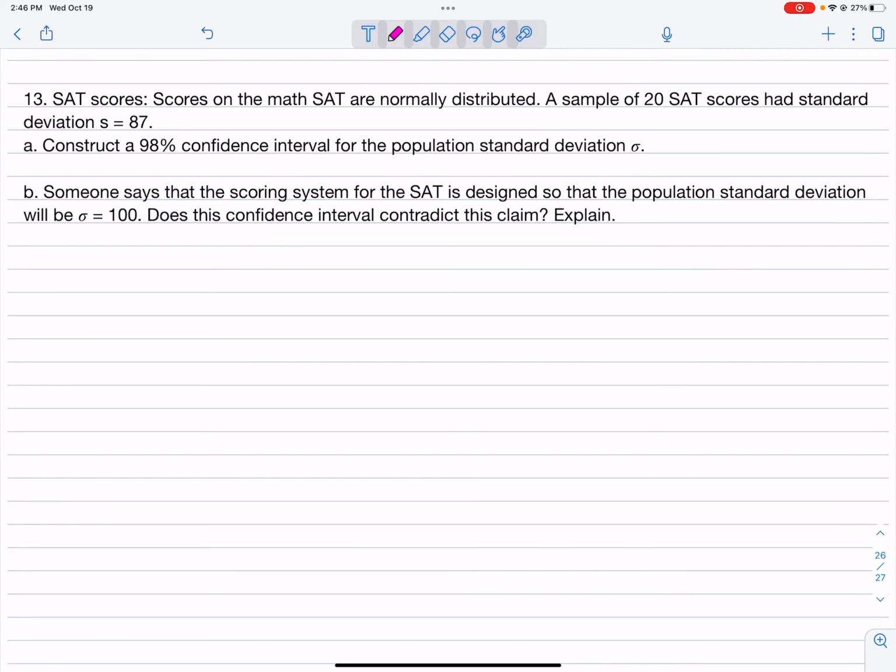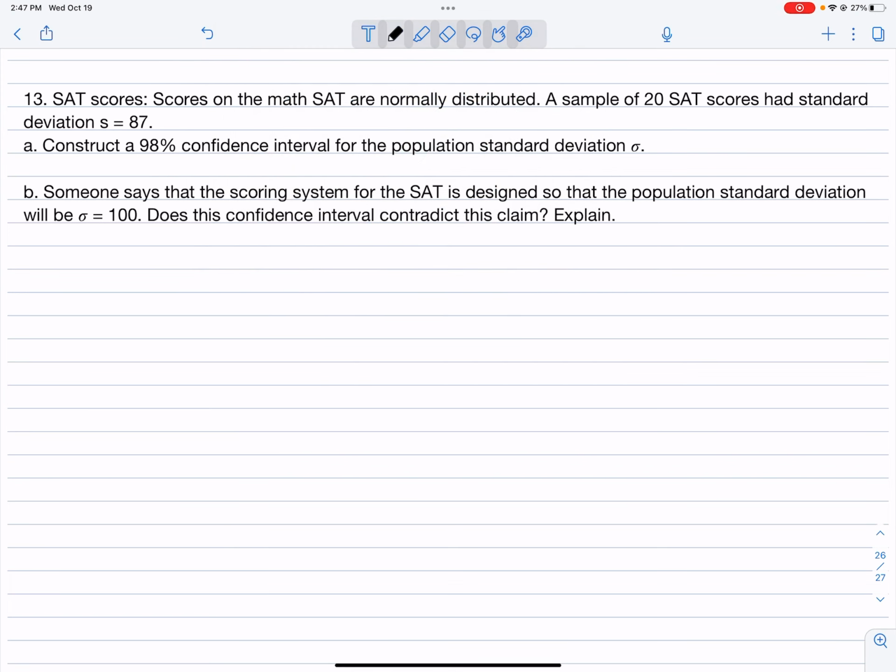Problem 13. SAT scores. Scores on the SAT are normally distributed. A sample of 20 SAT scores had standard deviation s = 87. A. Construct a 98% confidence interval for the population standard deviation sigma. And B, someone says that the scoring system for the SAT is designed so that the population standard deviation to be 100. Does this confidence interval contradict this claim? And explain.